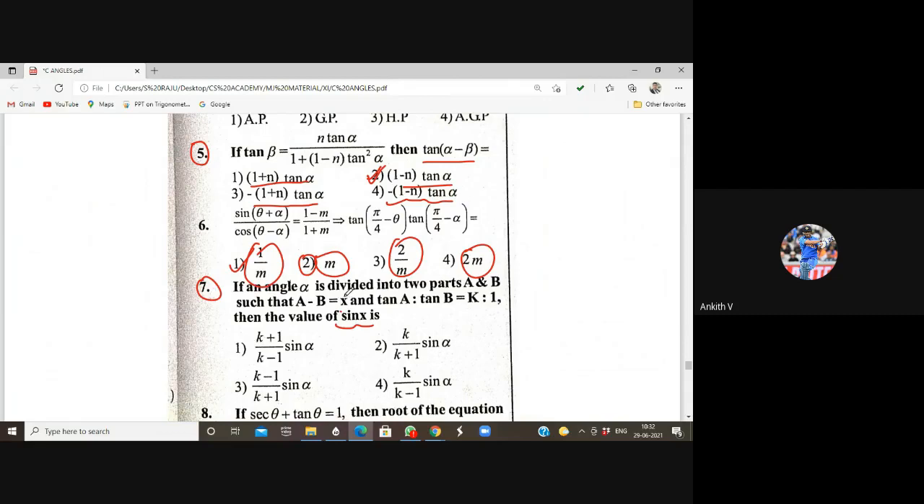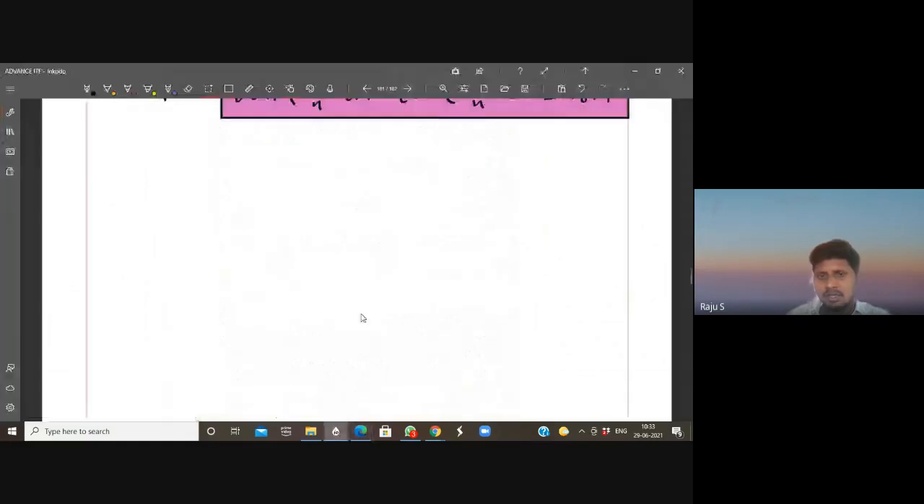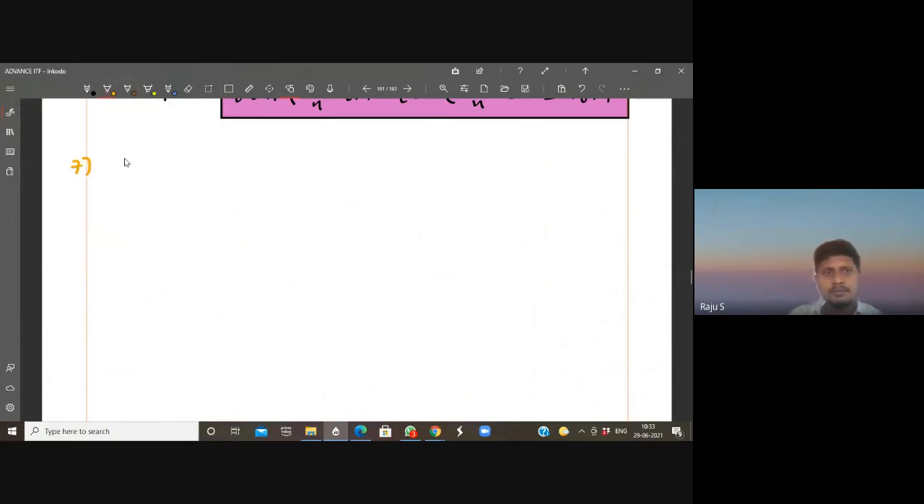See, A minus B is equal to x, and tan A to tan B is k to 1. You can use componendo dividendo. A minus B is already given. What is the ratio they have given? Tan A is to tan B is equal to k is to 1. So that is nothing but tan A by tan B is equal to k by 1.